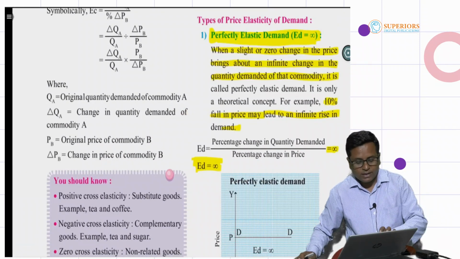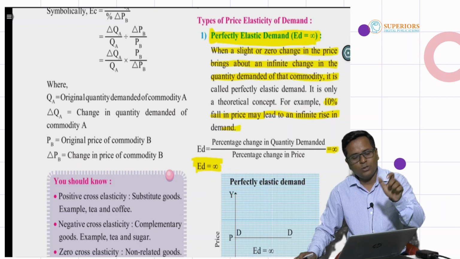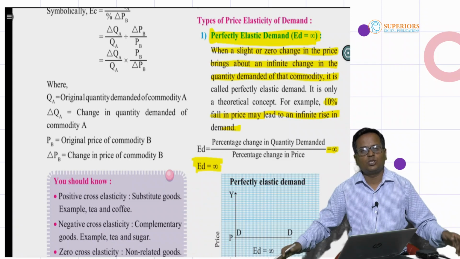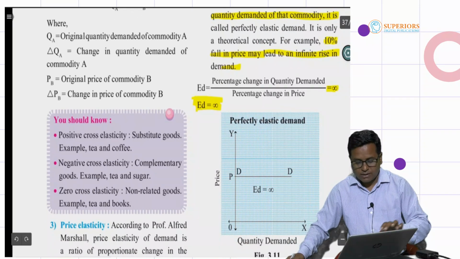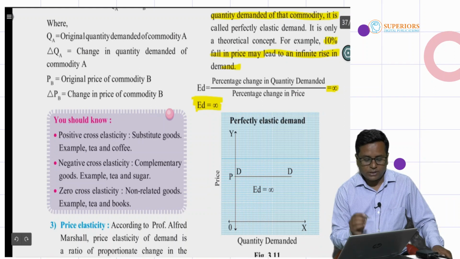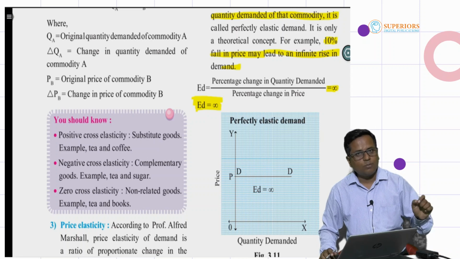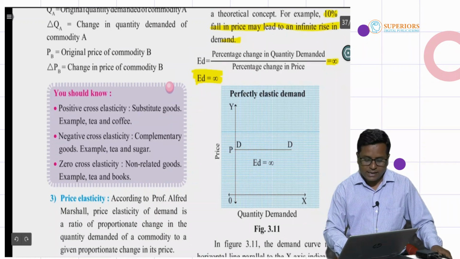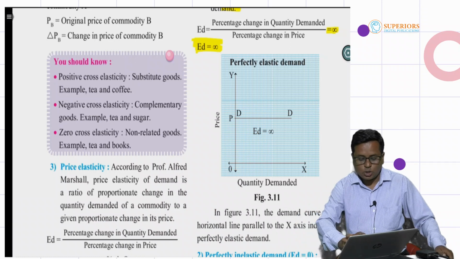Demand is said to be perfectly elastic when a slight change in price or no change in price brings about a very large change in quantity demanded of a commodity. It is called perfectly elastic demand. And what about the numerical value of perfectly elastic demand? It is infinite. In case of perfectly elastic demand, the demand curve will be a horizontal straight line as shown in this graph.